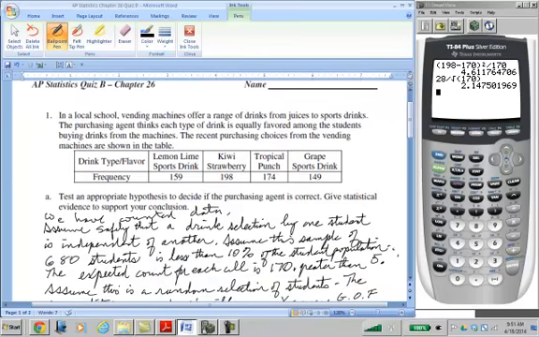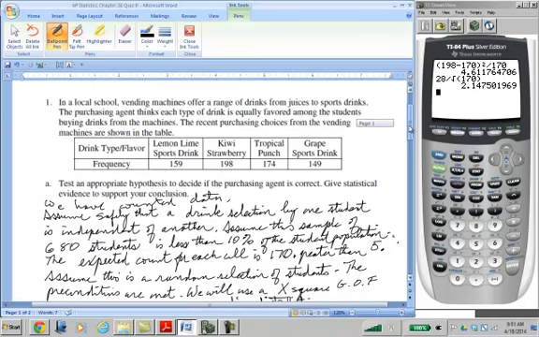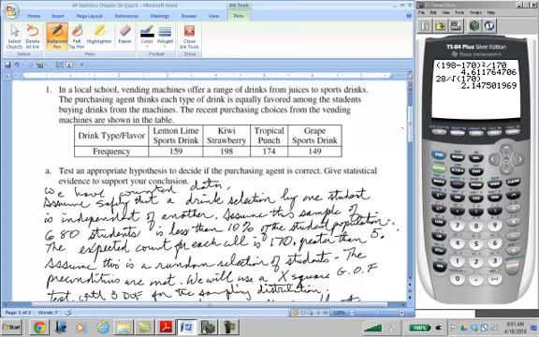These numbers here are the recent purchasing choices from the vending machines as shown in the table. Is the purchasing agent correct? That is, do the students prefer these drinks the same? Now we have just one column of data for the 4 drinks, so it's a one-dimensional table. So this fits the pattern for a goodness of fit test, and the expected count would be the same for each cell, because the purchasing agent thinks the students prefer them the same.